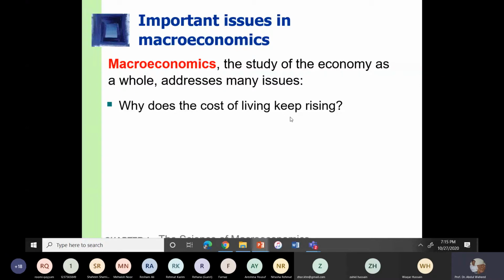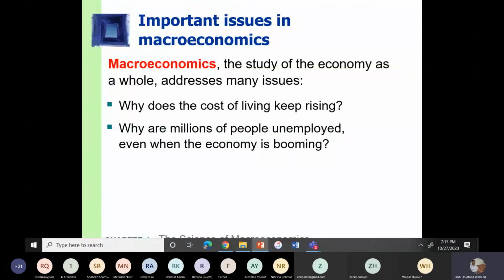Why does the cost of living keep rising? Okay, we see that the cost of living is increasing. The cost of living 10 years back and 20 years back was lower, but day by day we see that there is an increase in the cost of living. So we try to find out why there is an increase in the cost of living.